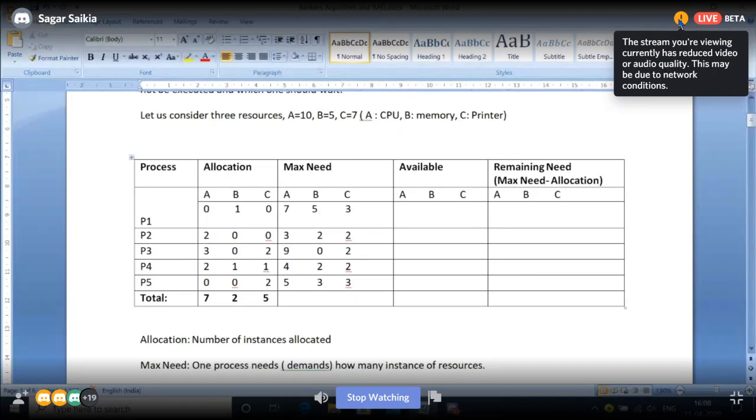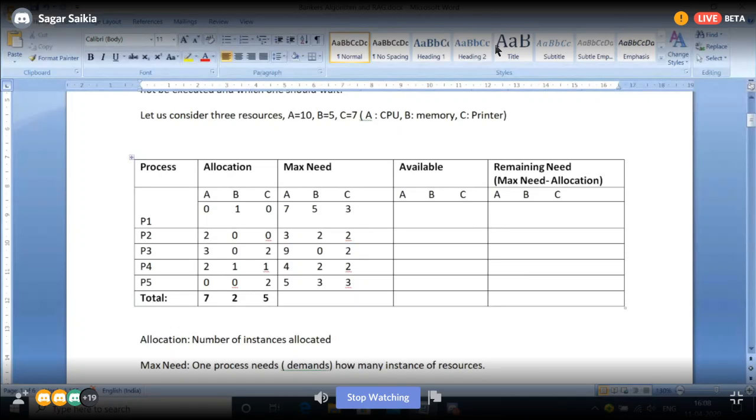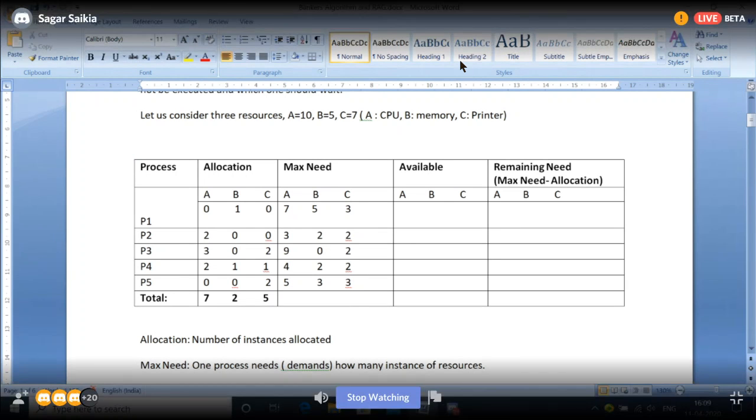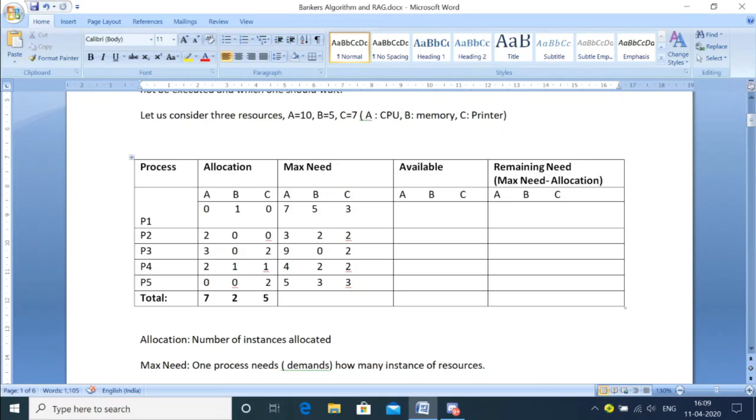Then out here, what we have is the maximum need. That means what the process needs. So process P1 needs 7 instances of A. Again I'm saying, P1 needs 7 instances of A. Then for B, 1 is allocated to P1, but how much does it need in total? 5. So process P1 needs 5 instances.